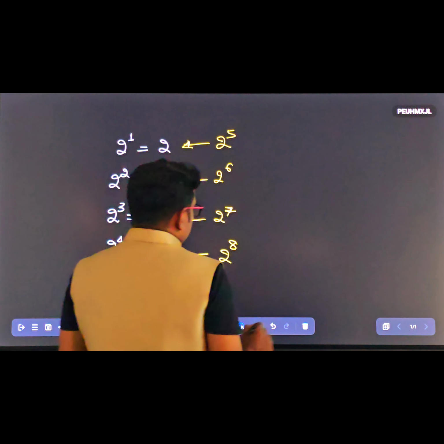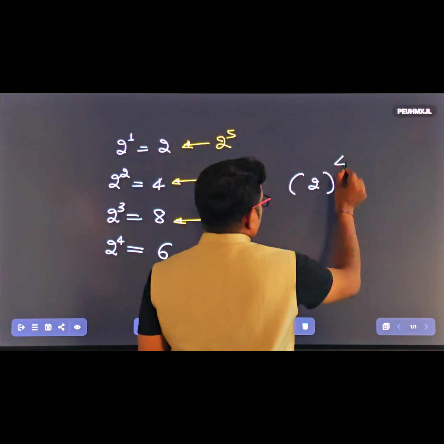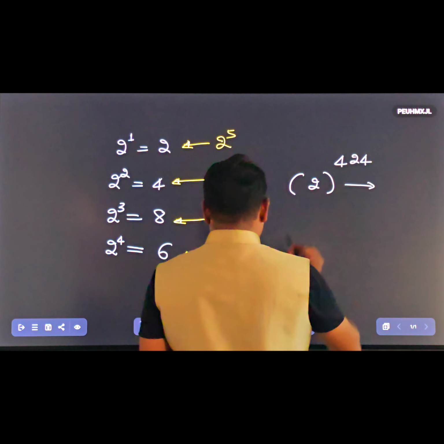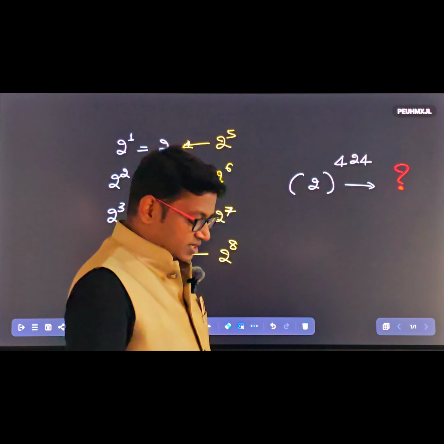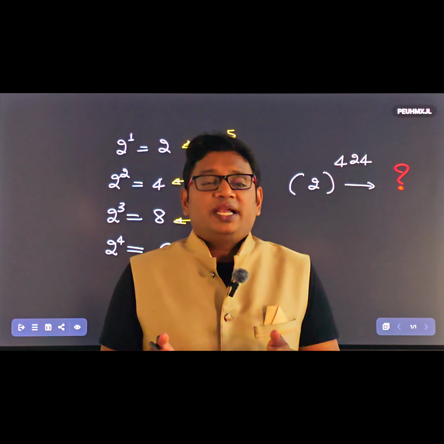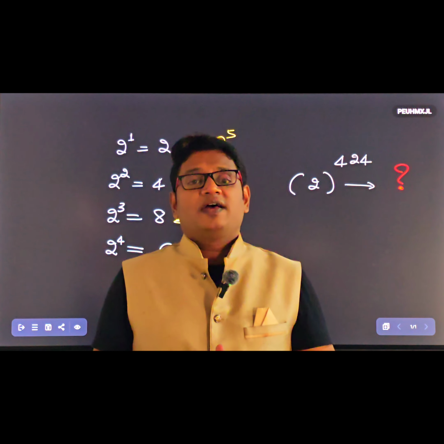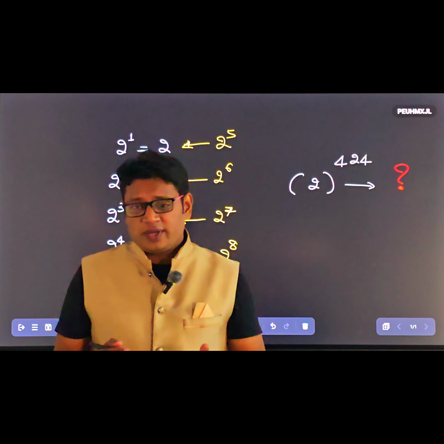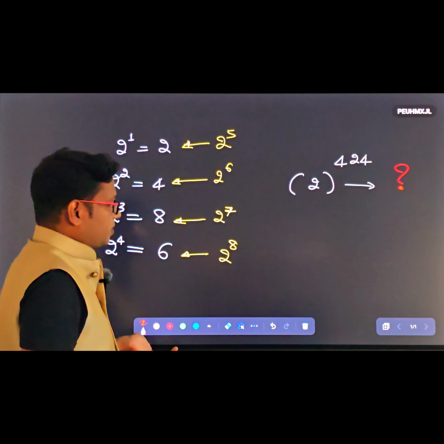Now, please observe. Suppose in your competitive exam, they give a question like this: 2 to the power of 424. What is the unit digit? So the question is, what is the unit digit? My dear friends, just a few seconds ago, I explained the divisibility by 4 rule. Yes or no? Yes. If the last two digits are divisible by 4, then the entire number is divisible by 4. I know the cyclicity for 2 is 4. Yes or no? Yes. What is the cyclicity for 2? 4.